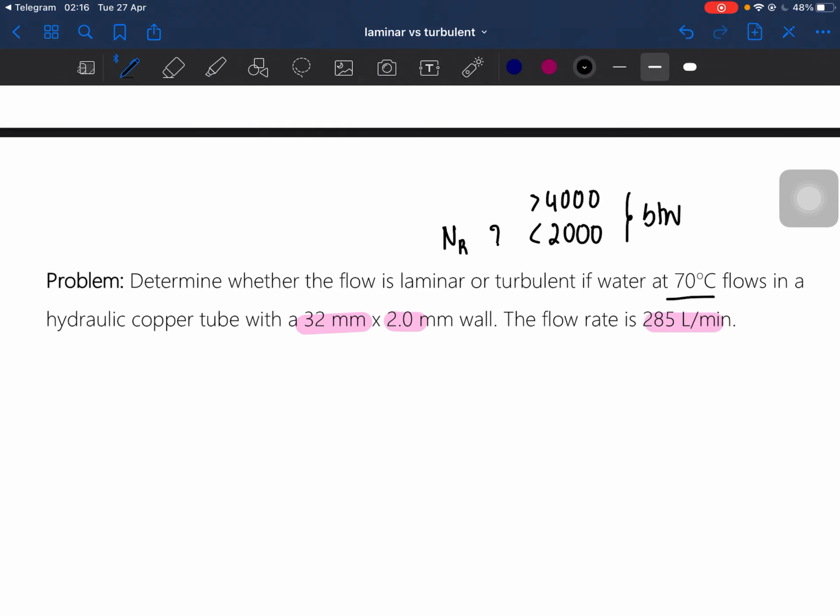So now let's use the same formula here. It's Nr equals to velocity, diameter over n. But in this case, we can substitute this one and get the V here. V here is like the viscosity, viscosity of the liquid.